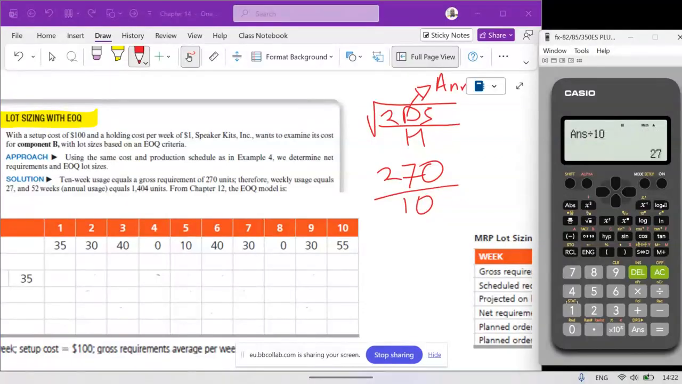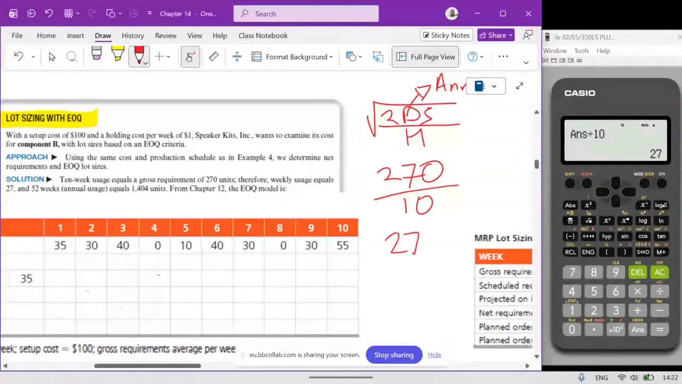You get a value called the weekly requirement here. This is a requirement over 10 weeks, then this is a weekly requirement. You need 27 per week.